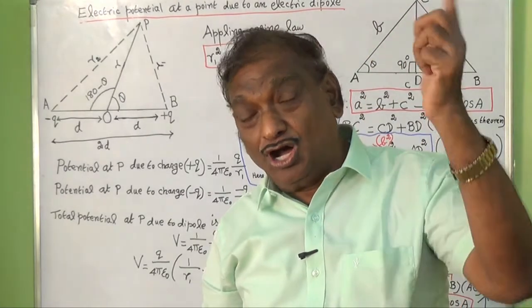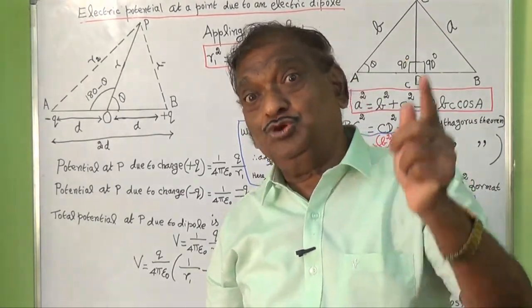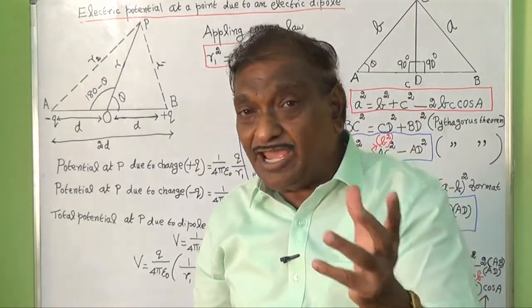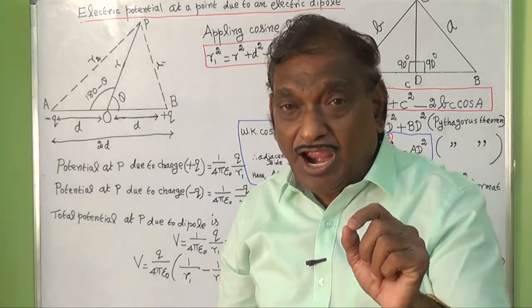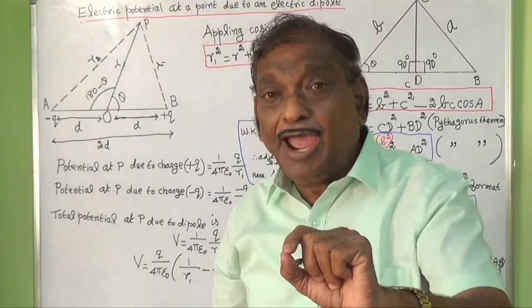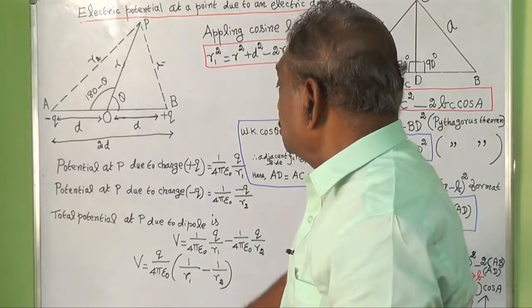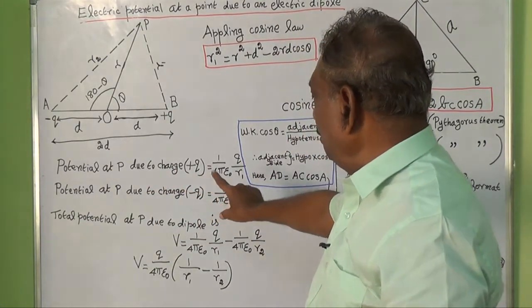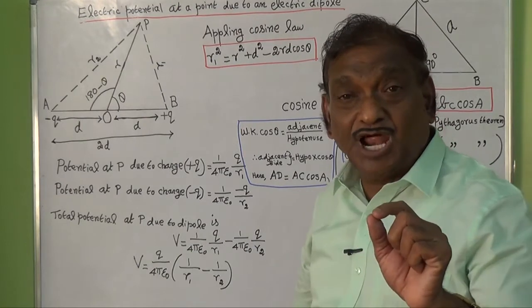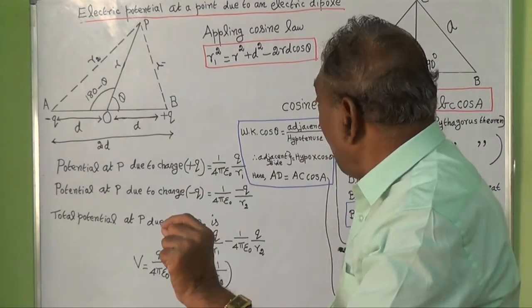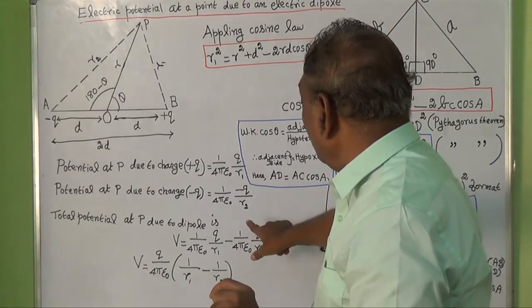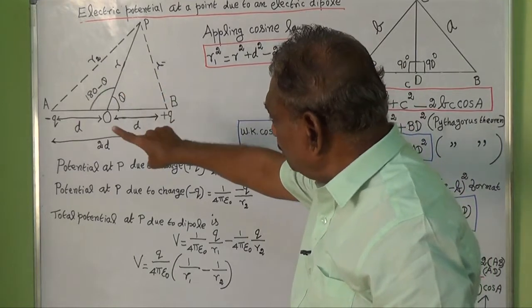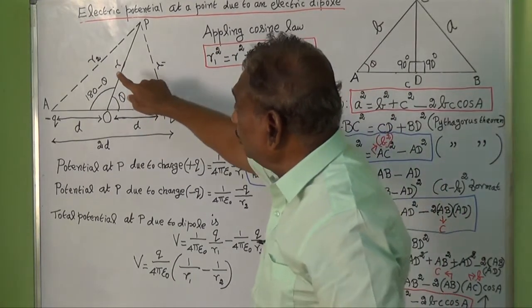The minus Q charge will also produce a potential at the point P. So we have to write the electric potential at the point P due to the minus Q charge. The potential at P due to the minus Q charge is equal to 1 by 4 pi epsilon naught times minus Q by R2. Why have we written R2? Because the distance between the minus Q charge and the point P is R2.